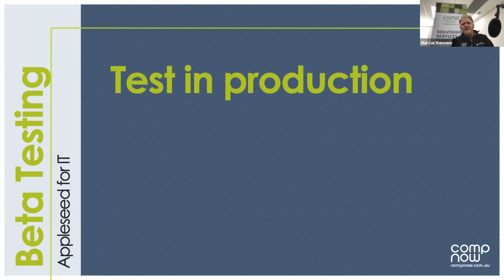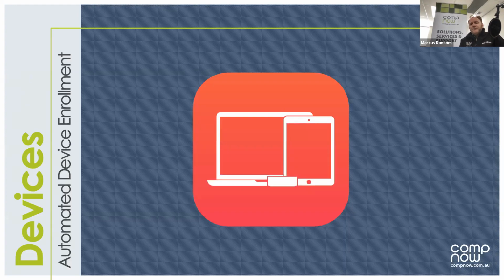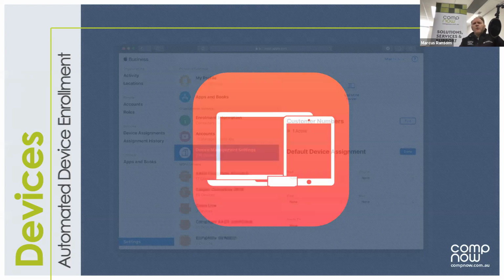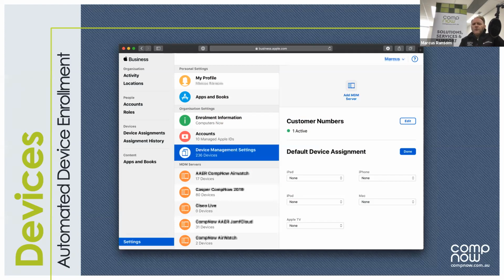So let's talk about managing devices and how we can get some functionality out of Apple School Manager and Apple Business Manager in this sort of area. One of the main benefits of the new portal when it comes to device management is being able to set separate default MDM servers by device type. This is great for organizations that may use one MDM for managing their phones and another one for their iPads or Macs.